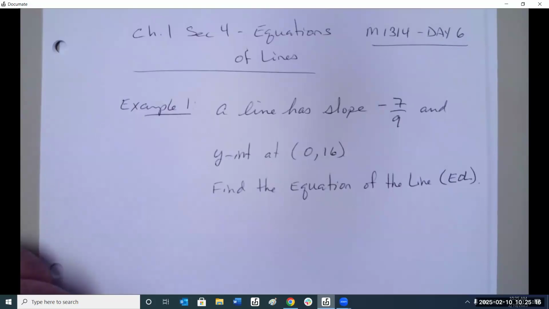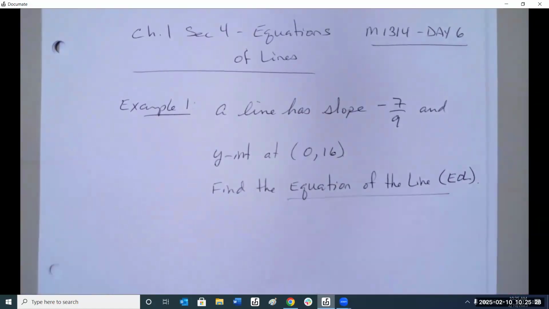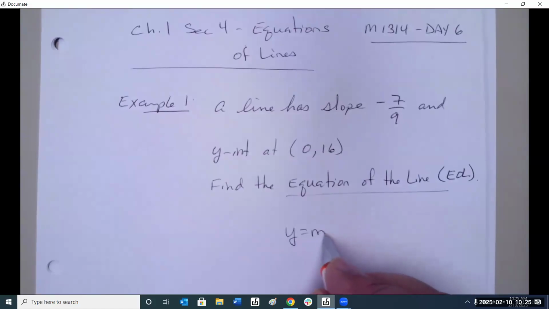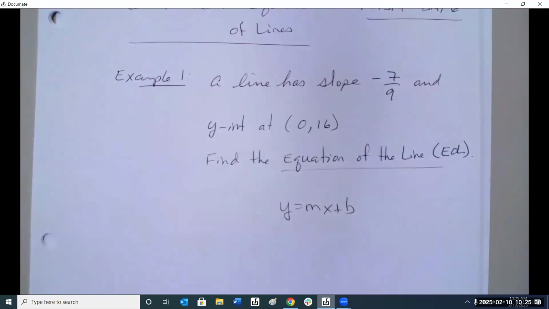So when I ask you to put an equation of a line, what's the first thing that pops in your head? Whenever you answer math questions and it says find the equation of a line, what does the answer look like? y equals mx plus b. Right. So we know what the answer is supposed to look like.